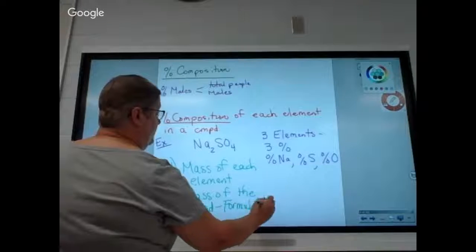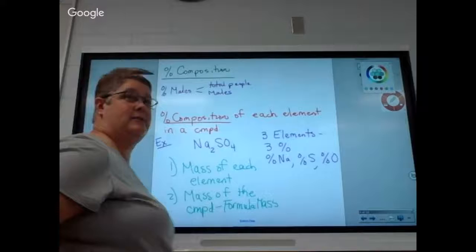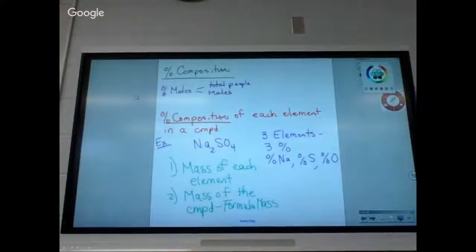Okay, we got to know the formula mass, which is like knowing all the people in the room. Okay, formula mass is like you counting up everybody in the room. The mass of the element is like you counting up just the males or just the females. So, if we want to find the percent composition, we've got to know the formula mass. We'll have all the information we need if we just go ahead and calculate formula mass.